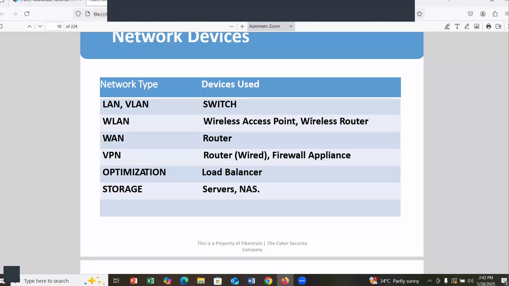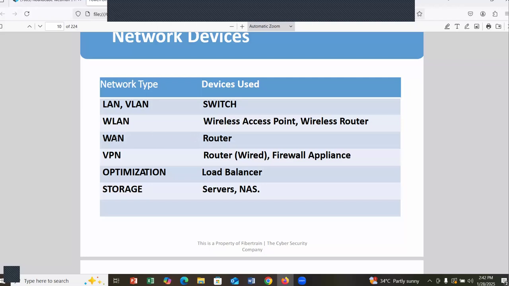So the next one here is a WAN. Which devices do we use in a WAN? WAN stands for wide area network. The device we make use of in a WAN is a router. So anytime I want to connect multiple LANs in different locations together, there must be a router so that the router will be able to route the traffic to the other destination. So a router is what we make use of in a WAN.